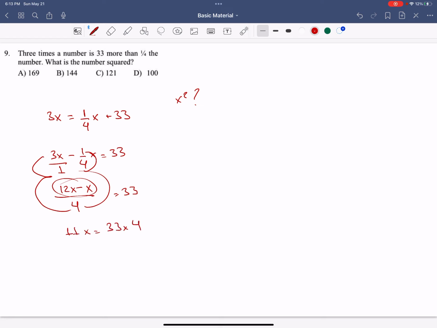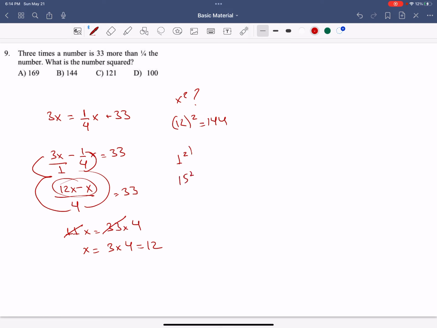33 times 4. 33 you can simplify with 11 is 3. 3 times 4 is 12. 12 squared is 144. To standardize the test, it would be good if you memorize from 1 squared to 15 squared.